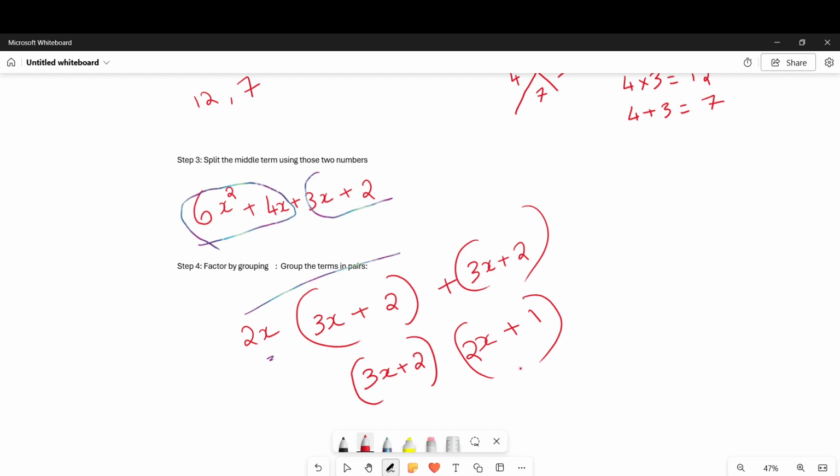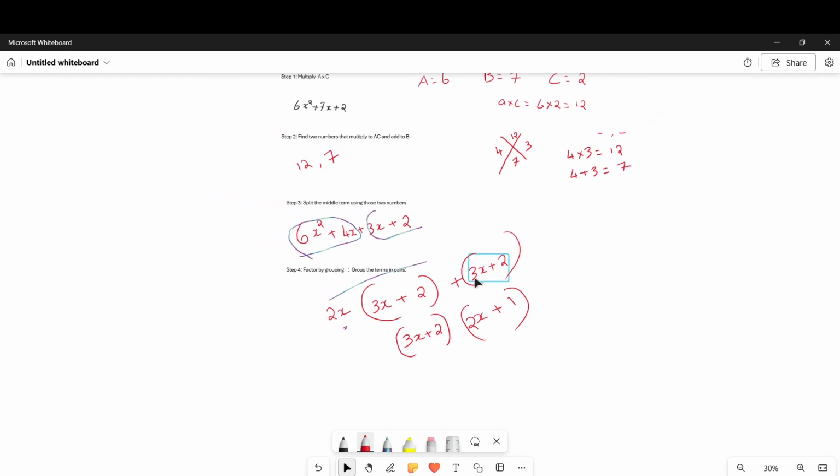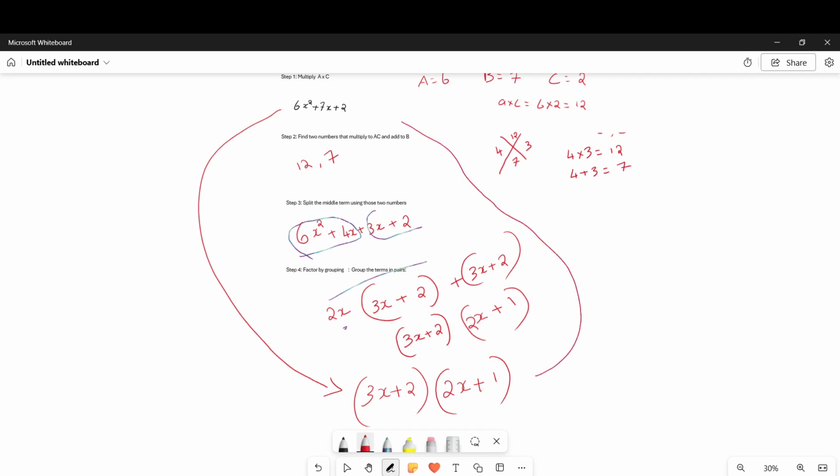We did it. So these are the factors of the expression 6x square plus 7x plus 2. The final factors are 3x plus 2 and 2x plus 1. These are the two factors of this given expression. If you want to check, you can expand this and you will get the same expression.